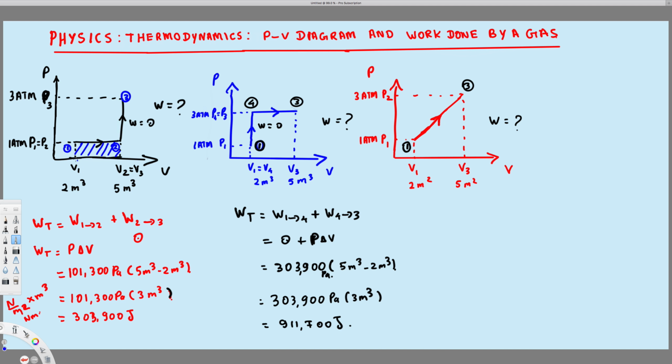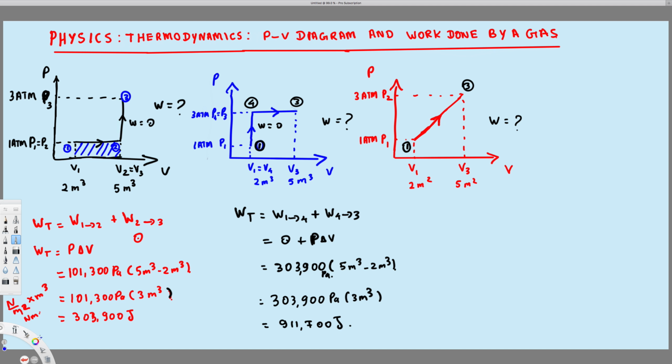For example, let's calculate this one for the first graph. We have the height is 1 atm. We know that it's going to be 101,300 Pascal. And if you know the distance, this distance is going to be 5 minus 2, that's going to be 3 meter cube. And if you multiply, you will get the same answer.